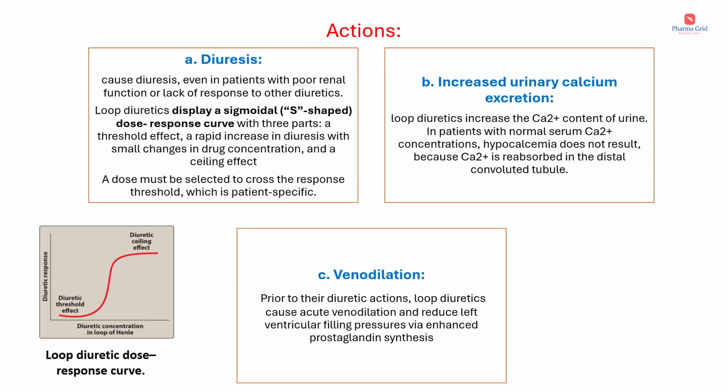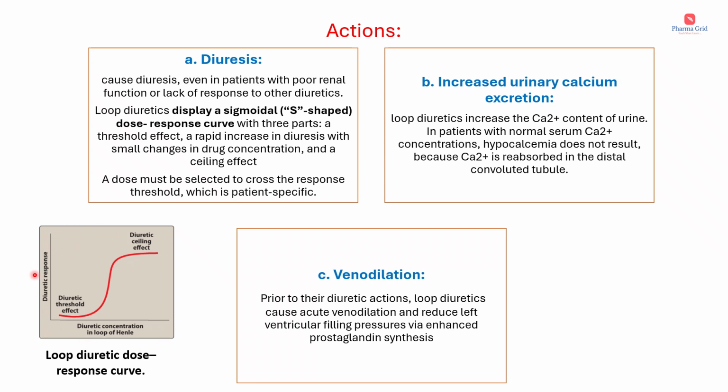Now regarding the pharmacological actions of loop diuretics. The first and most important one is diuresis. Loop diuretics cause diuresis even in patients with poor renal function or lack of response to other diuretics. Then, loop diuretics display a sigmoidal or S-shaped dose response curve with three parts: a threshold, a rapid increase in diuresis with small changes in drug concentration, and a ceiling effect.